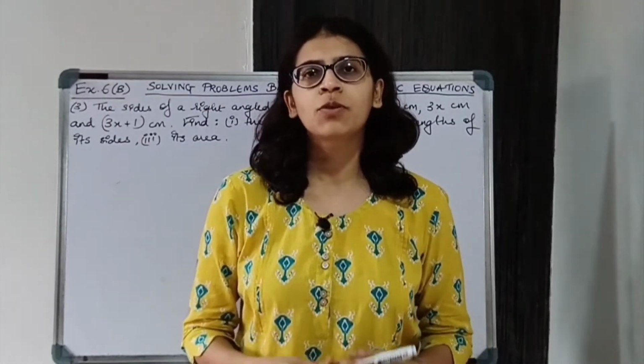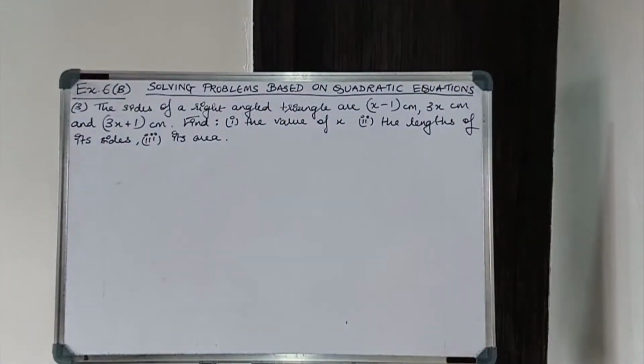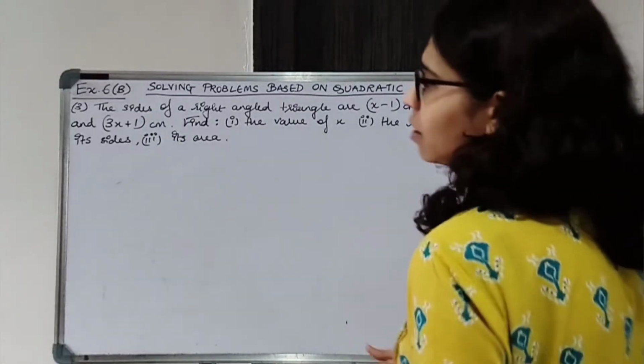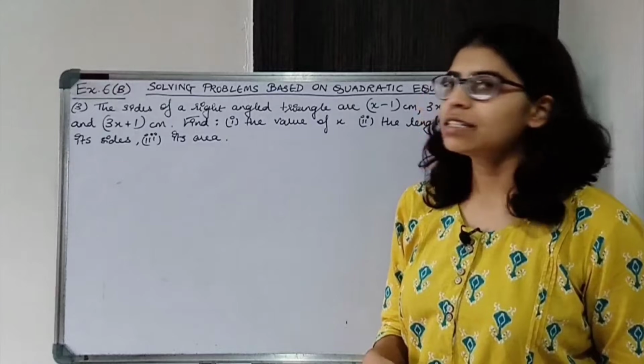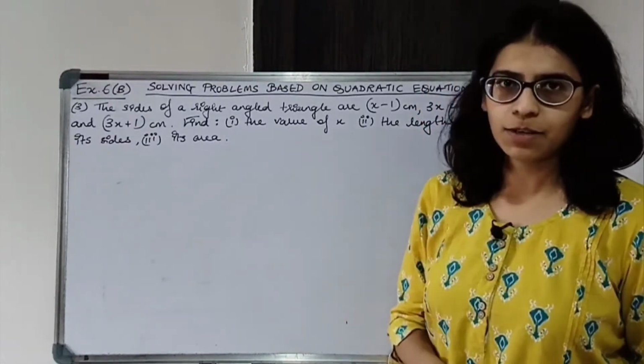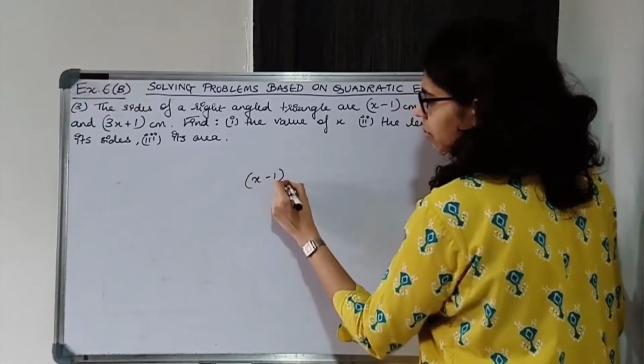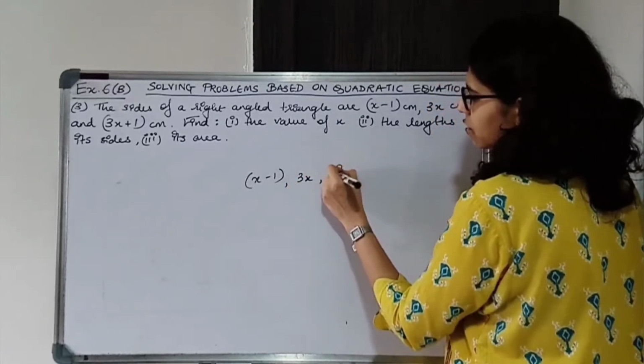Proceeding to next question, question number 3. The sides of a right angle triangle are x minus 1 centimeter, 3x centimeter and 3x plus 1 centimeter. Find first part the value of x, second part the lengths of its sides, third part its area. Again we have a right angle triangle and its sides are given in the form of x minus 1, 3x and 3x plus 1. Now one is x minus 1, other is 3x and the third one is 3x plus 1.